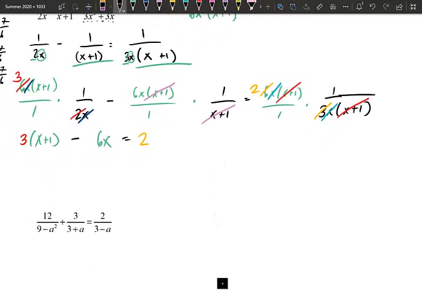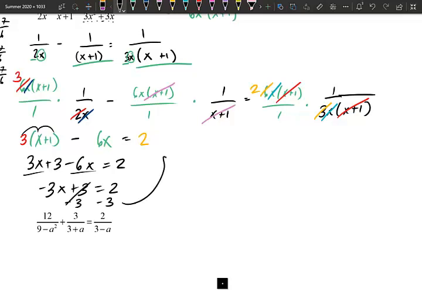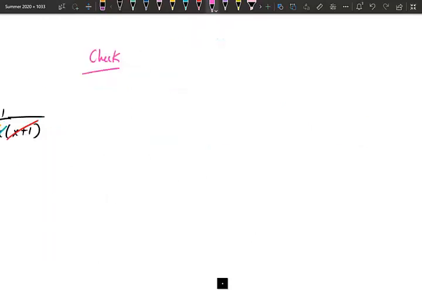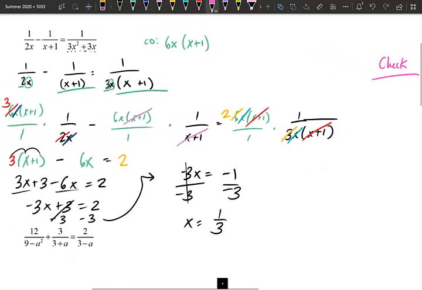We're going to distribute. So 3x plus 3 minus 6x equals 2. Combine like terms. So negative 3x plus 3 equals 2. We're going to subtract 3 from both sides. And when we do, we're left with negative 3x equals negative 1. Divide by negative 3. So we get x equals positive 1/3. Possibly positive 1/3. So we have to check our answer. All right, so we have our possible answer of x equals 1/3.